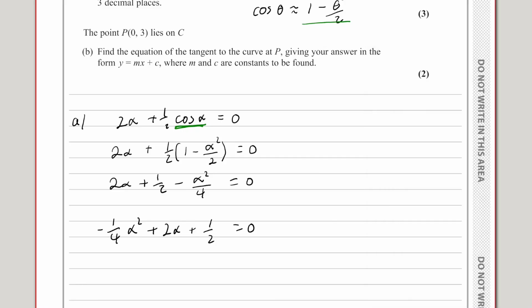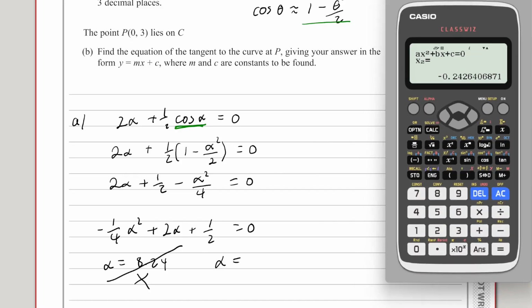So we've got two answers, but we know that it's got to be small. So 8.24 is no good to us. It's not small. So we know alpha must be negative 0.243.